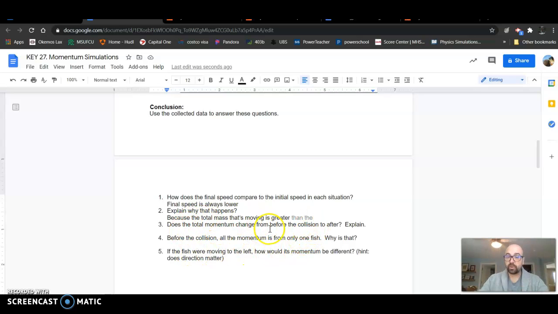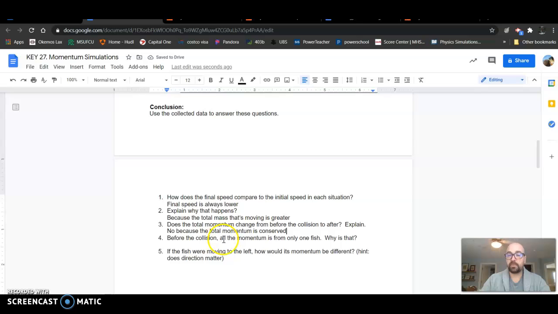So does the total momentum change from before and after? No. And that's because the total momentum is conserved.